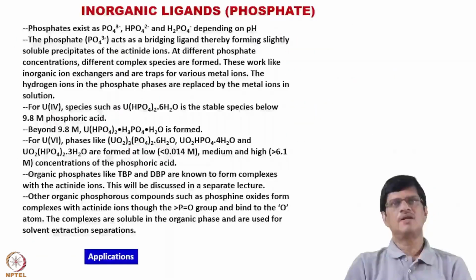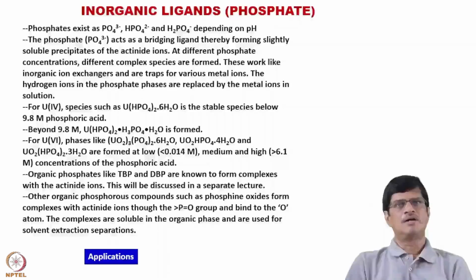Another important inorganic complexing agent is the phosphate. The phosphates exist as different species like PO4 3 minus, HPO4 2 minus, and H2PO4 minus. This depends on the phosphate concentration as well as on the pH value. The phosphate, that is PO4 3 minus, can act as a bridging ligand and thereby form slightly soluble precipitates of the actinide ions.